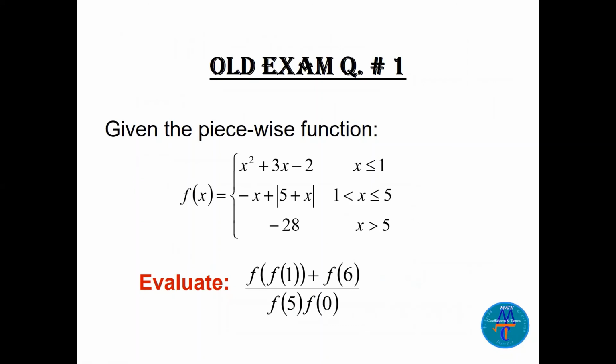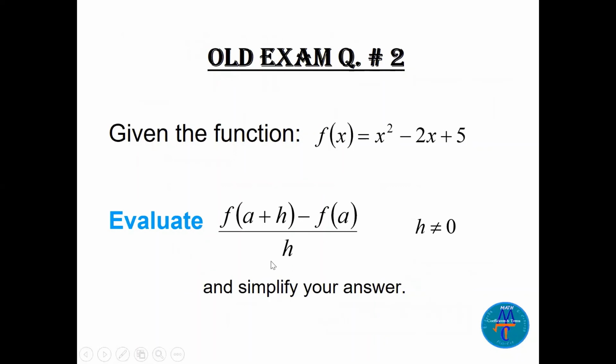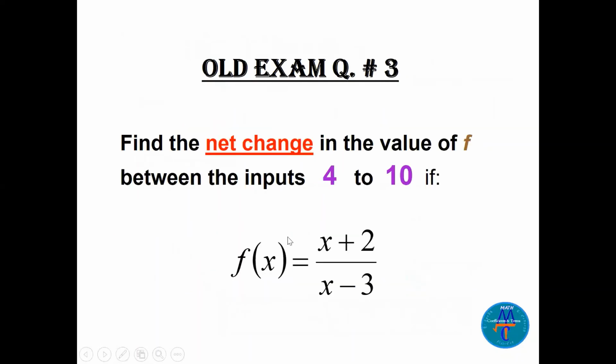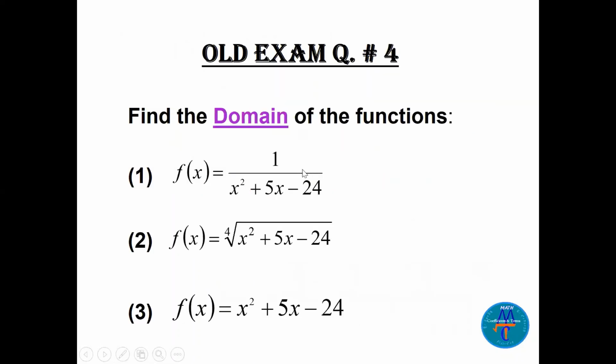Now we reach some old exams questions as usual. Every question here we did similar to the in another example, or maybe a little close. So this is a function piecewise, find all this. We have another function, find the difference quotient, simplify it. Find the net change, we have seen similar. Find the domain, this is a question 4, 1, 2, 3. So there are 3 parts here. And I put on purpose here the same expression. See, x squared plus 5x minus 24. One time, 1 over that. One time, 4th root of this. One time without anything. Please try it.